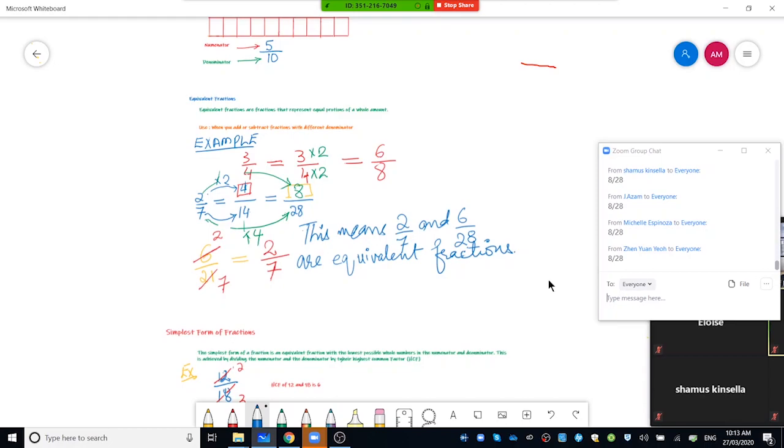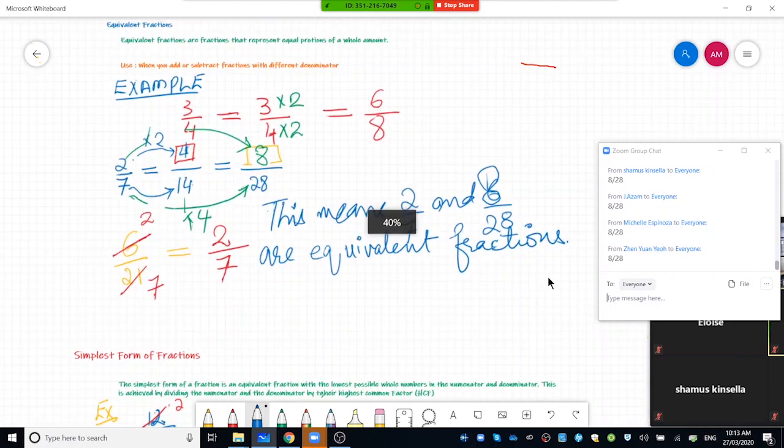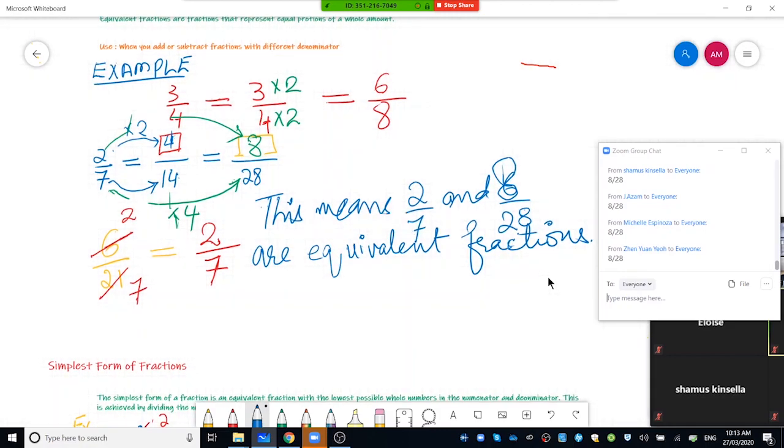Oh, sorry. I am told that I have written it wrong. That's good, if you have a daughter with you. It's not six, it is eight actually. Yes, thank you very much. Sometimes the teacher makes mistakes. We should treat them as humans. Okay, so that's 8 over 28.